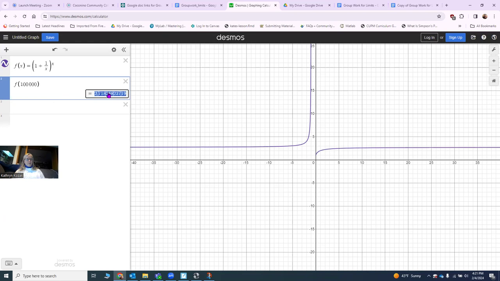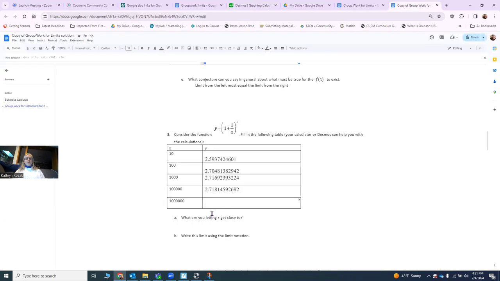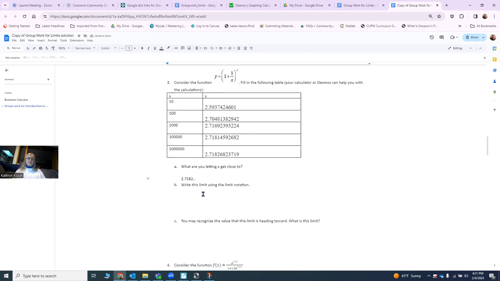If you wanted to, you could keep going with this. You don't have to do just the numbers I gave you. You could certainly do way more numbers than this and see where it's heading. But I'm now noticing that the first three decimal places are exactly the same. So it looks to me like we're getting closer and closer to the number 2.7182 something, something, something.